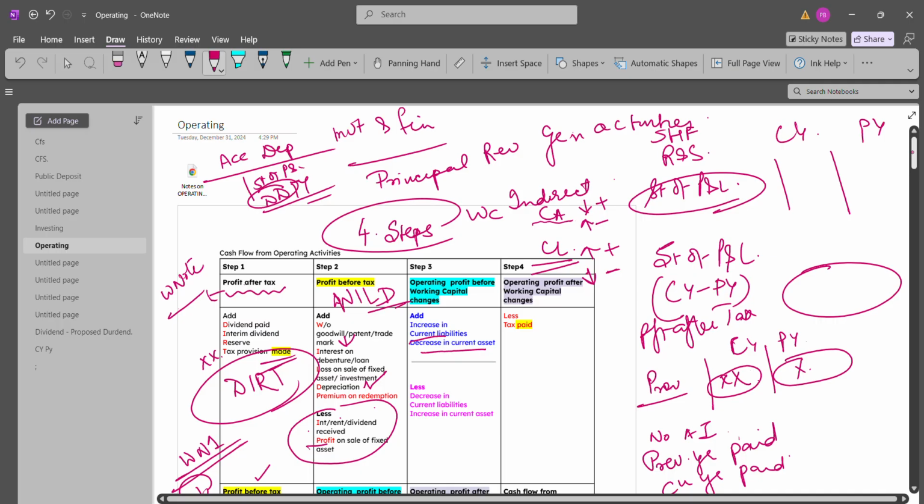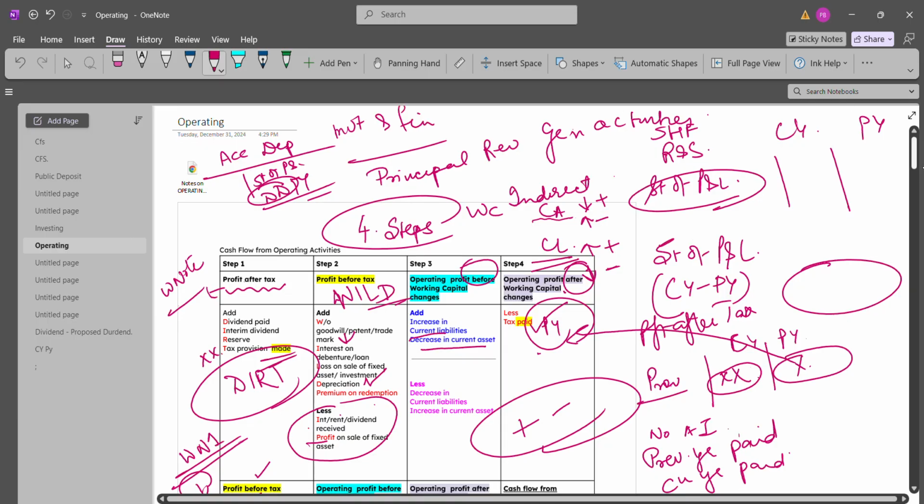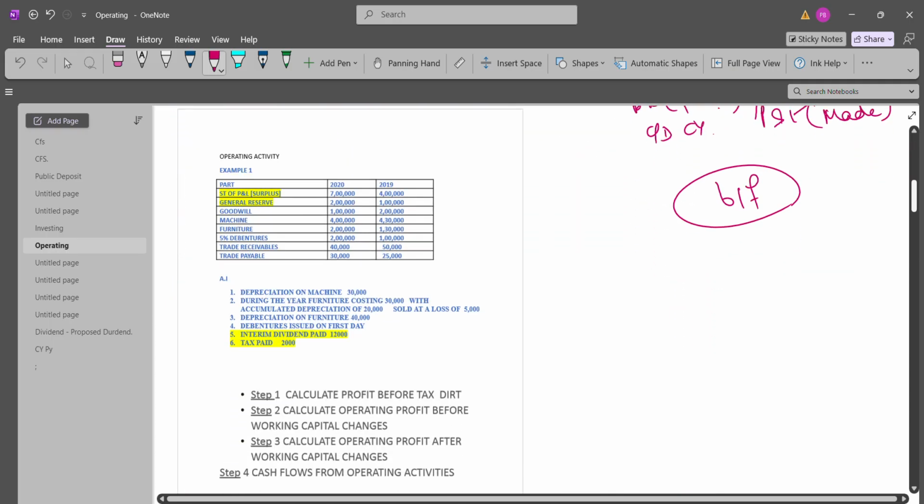We get operating profit after working capital changes. This was before, this is after. From this, when you pay taxes, you get cash flow from operating activities. This may be positive, this may be negative, and this tax paid we have got from the provision for tax account. If we are not preparing the account, then the previous year amount will be taken for provision for tax. Let's quickly look at one example based on this.